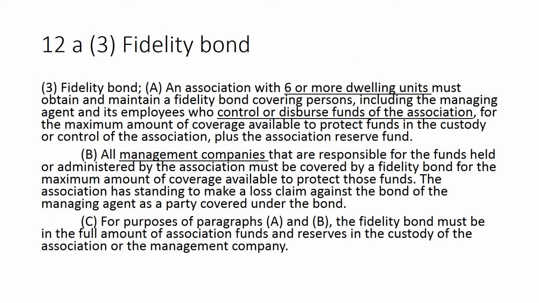The fidelity bond. If you have 6 or more dwelling units, you must obtain a fidelity bond that covers people, including the managing agent, anybody who controls or disperses funds of the association, for the maximum amount of coverage available to protect their funds. Now, here's the thing. As to the managing agent, it is a common practice to allow the management company to sign checks. That is, to pay the bills of the association. That's very, very common. Nothing wrong with that. As long as the only account the management company can sign on is the operating account for operating expenses. Under no circumstances should the management company have access to the reserves. And typically, that should be a two-signature account. That is, the reserve should require two signatures. But the management company should not be able to write checks on your reserves.